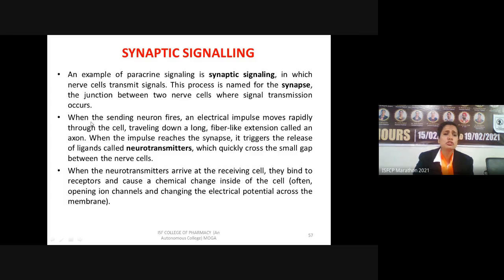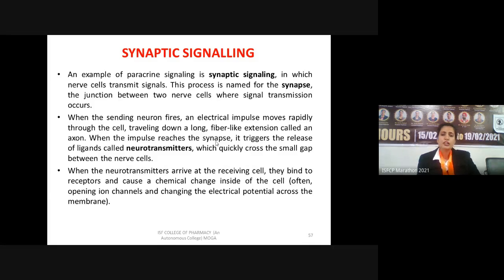When a sending neuron fires, whenever it starts taking its electrical impulse, it moves faster through the cells. Hence, the signal travels down the axon. What is an axon? It is a long fiber-like extension. Electrical impulses always move along the length of the axon, from the cell body. Whenever the impulse reaches the synapse, it will trigger the release of the ligand. That ligand is termed a neurotransmitter.